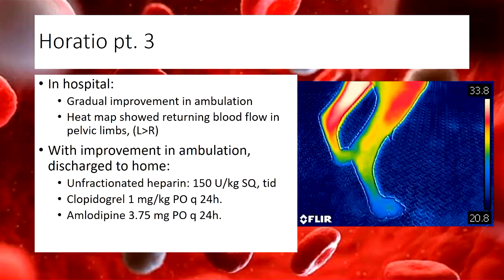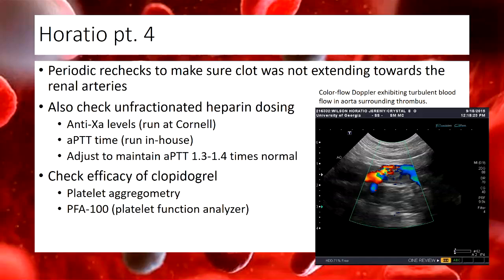So ultimately, he got sent home. They did keep him on the unfractionated heparin, where the owner was given it sub-Q 3 times a day. Okay, they kept him on the clopidogrel, and they kept him on the amlodipine. And they checked him frequently. Okay, so this was the initial plan. You'll see the plan modified a little bit.